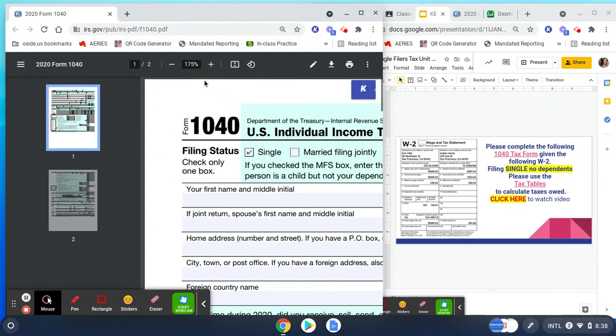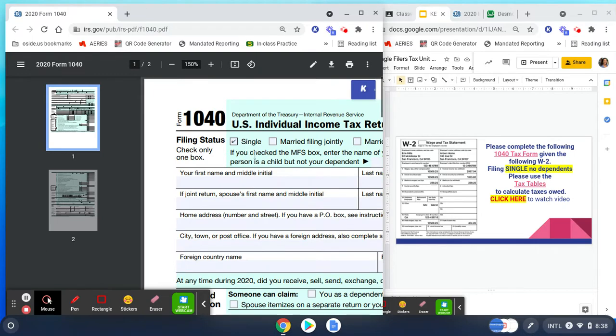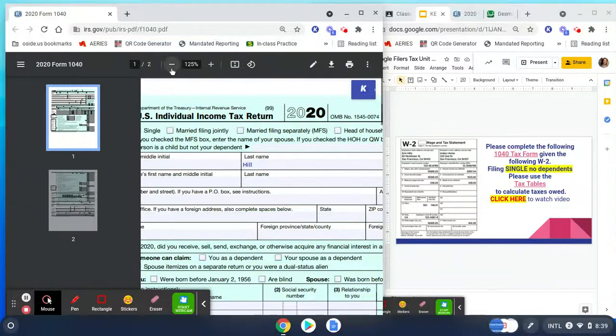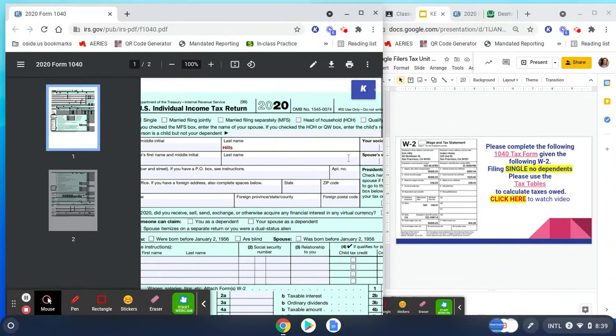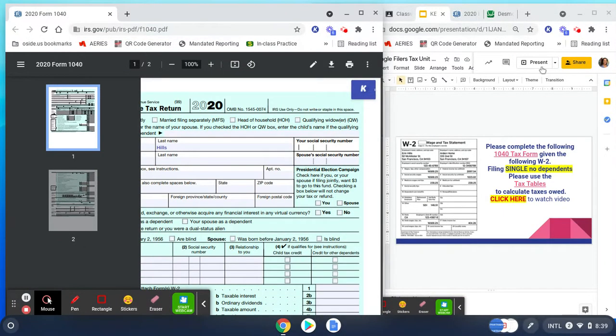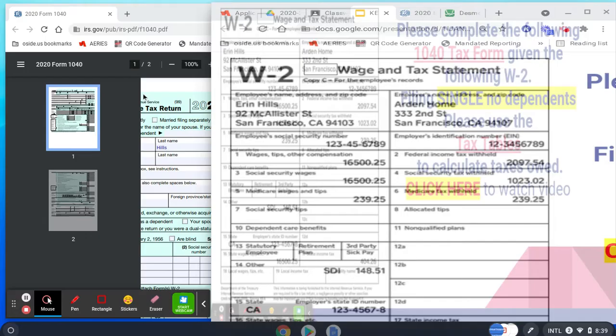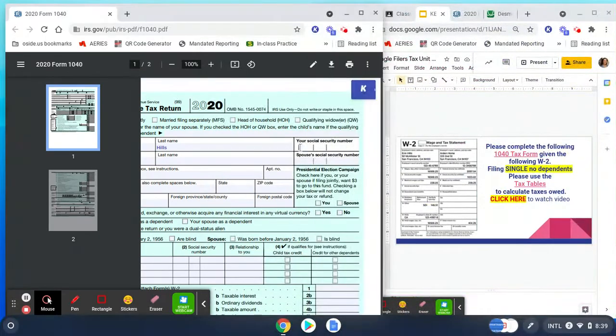Check the box for single and then start typing in your first name and middle initial. The name is Erin Hills. And the social security number for Erin Hills, do you see it right here, is 123456789. So creative.